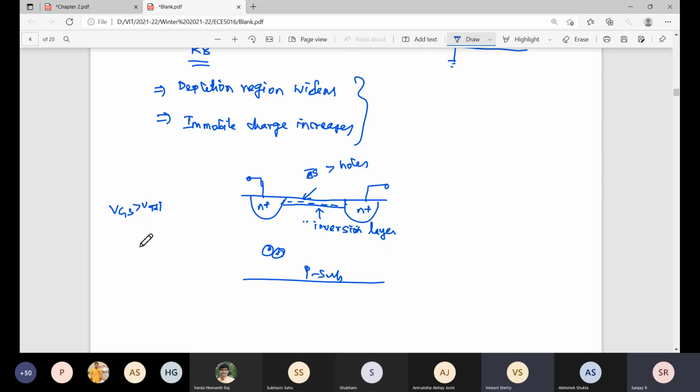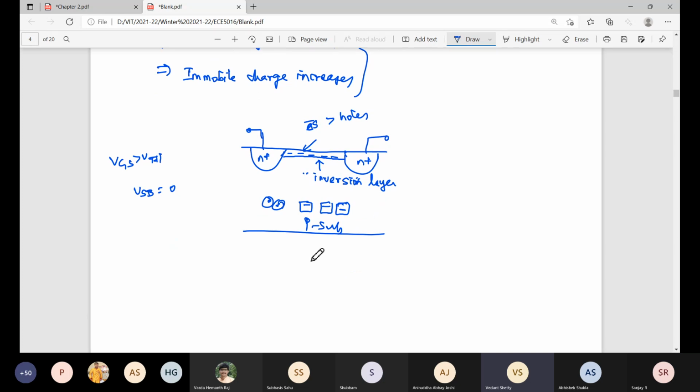Now let's take VSB equal to 0. There is no body effect. Okay, this is a depletion region. Fine. So what is charge neutrality? Number of mobile ions equal to number of immobile ions. Am I right? Yes, sir. So what are the immobile ions here? NA, acceptor ions. Okay.